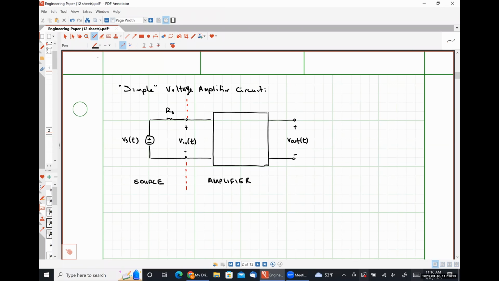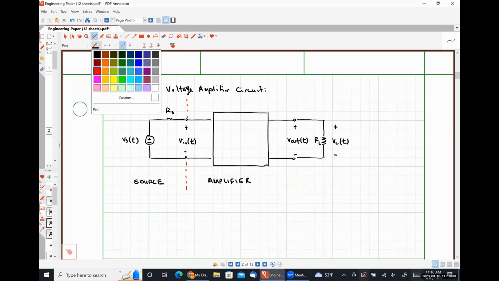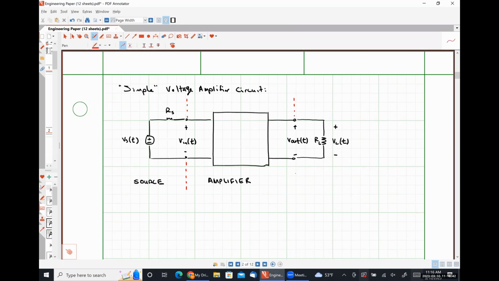And on the output side, we are going to have some load. For simplicity's sake, we're going to say that this is a resistive load, but that does not have to be the case. And I'm going to draw some lines here to separate this stage. Okay. So these are the three different parts of a voltage amplifier circuit.